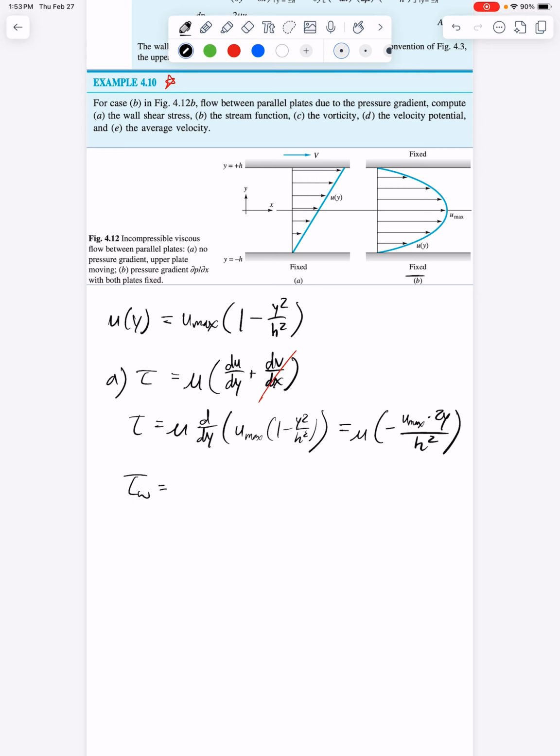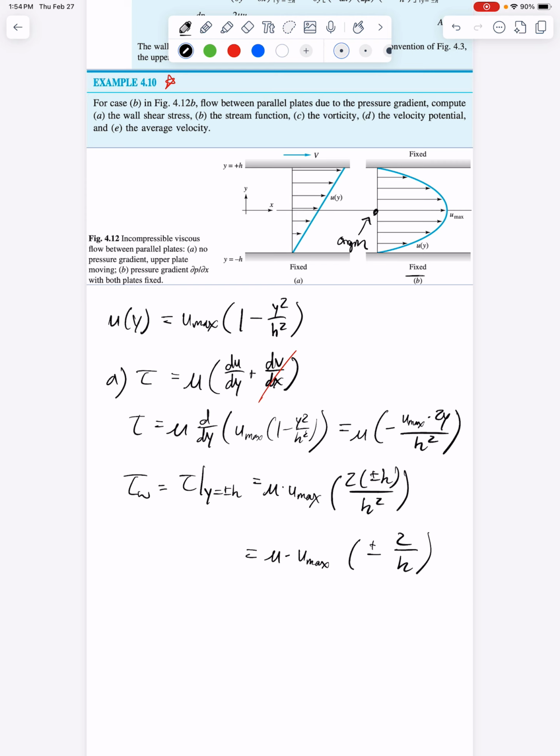Wall shear stress is when you evaluate shear stress at a wall, which is y equals plus or minus h, because our origin is at the center line. So evaluating at plus or minus h for y, I get mu multiplied by u max times 2 times plus or minus y divided by h squared. Therefore, I get mu times u max times plus or minus 2 over h. So that is the strength or value of the shear stress at the wall.